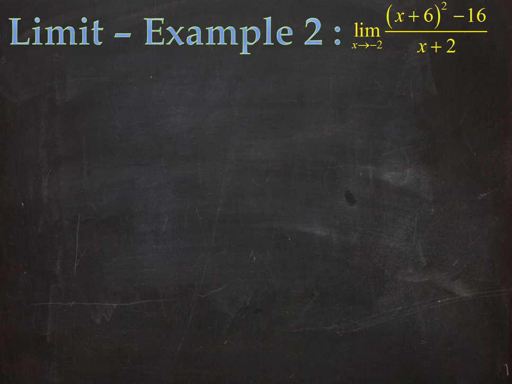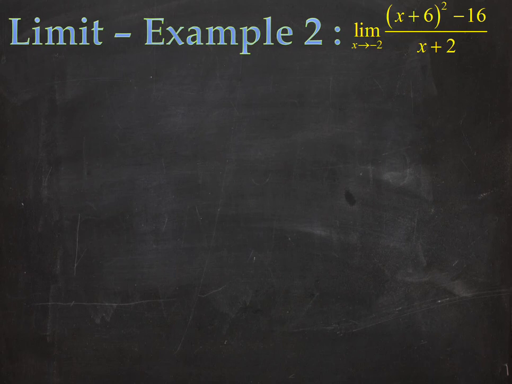We're going to look at a more interesting limit today, one that states that the limit as x goes to minus 2 of (x plus 6) squared minus 16 divided by x plus 2. You may have already noticed that the numerator is in fact a difference of squares, and we'll utilize that fact later on when simplifying our expression.